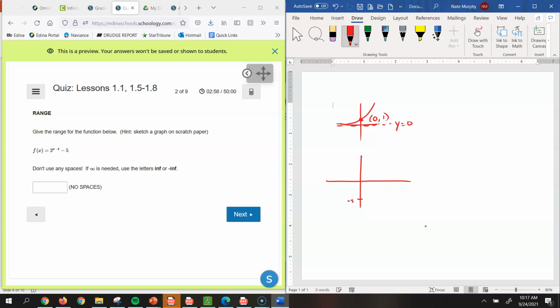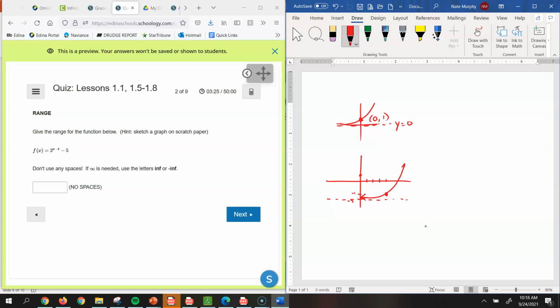So let's say this is at negative 5, so now my asymptote would be down here at negative 5. This point that would have been here at 0, 1 is going to move to the right 4 and down 5. So if we go to the right 4, 1, 2, 3, 4, it'd be here, but then we're going to go down 5. And so it'd be down here at negative 4 where that point would move to. So the graph would look something like that.